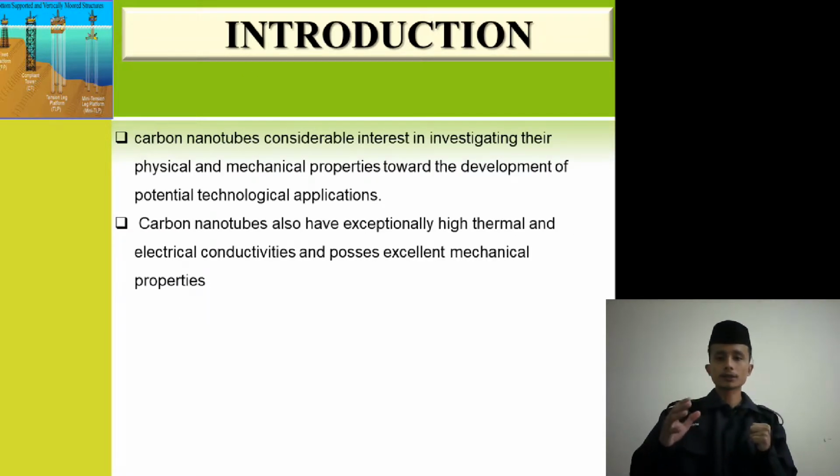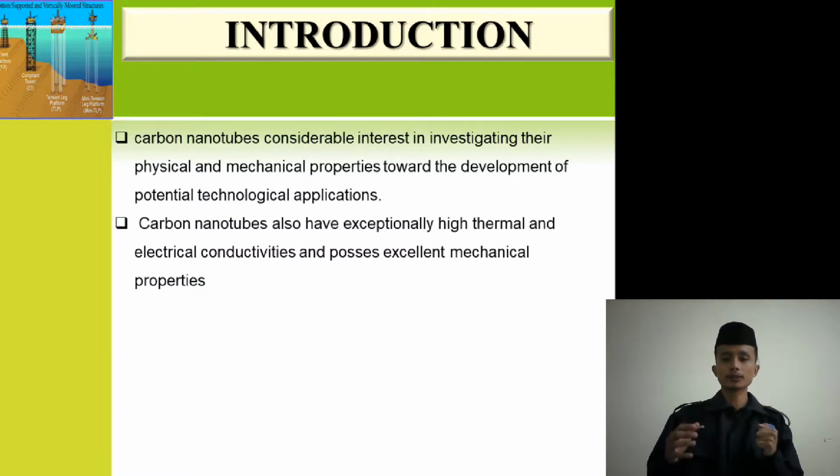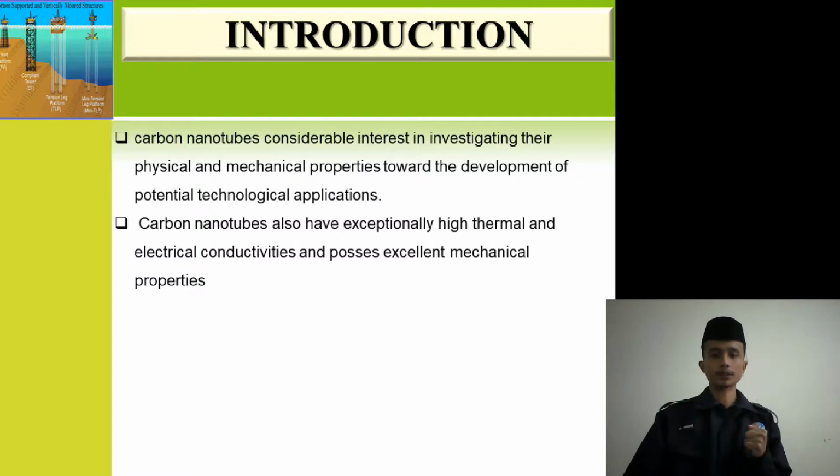Okay, carbon nanotubes attract considerable interest in investigating their physical and mechanical properties towards the development of potential technology applications. Carbon nanotubes also have exceptionally high thermal and electrical conductivity and possess excellent mechanical properties.